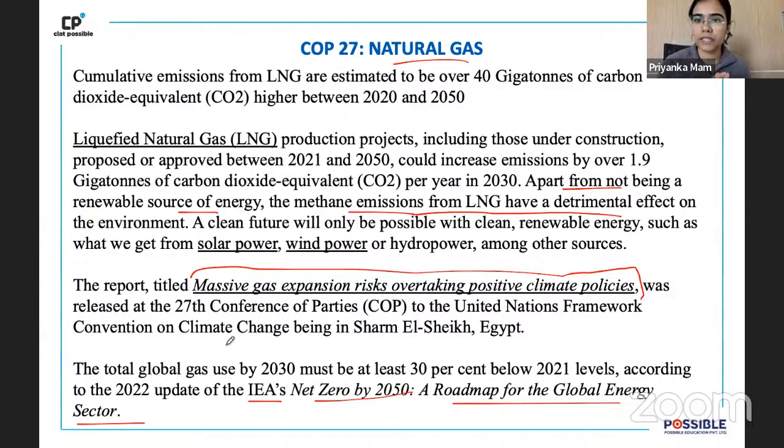अब हमें एक और चीज पता चल गई कि COP27 में हमने एक रिपोर्ट करी थी जहां पे हमने कहा था that cumulative emission from LNG is estimated to be over 40 gigatons of CO2 higher between 2020 to 2050. तो हमें इसको drastically reduce करना पड़ेगा. The name of that particular report was Massive Gas Expansion Risk is Overtaking Positive Climate Policies. फिर International Energy Agency का एक और है Net Zero by 2050, Net Zero Emissions, right?